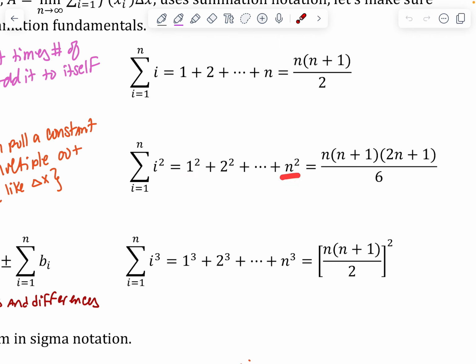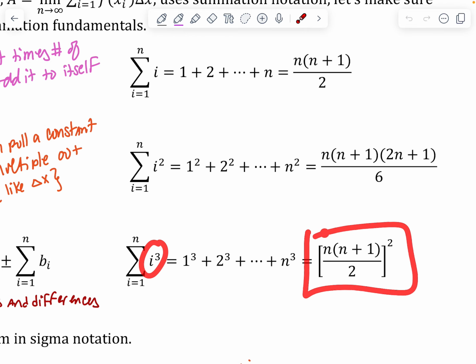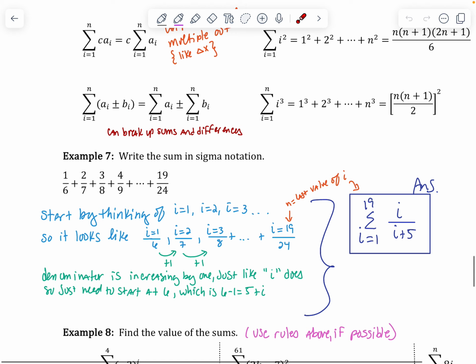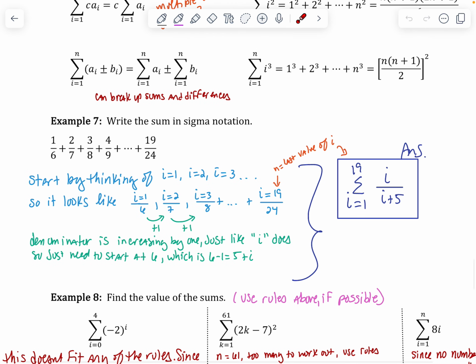If you ever have the integer squared, 1 squared, 2 squared, all the way up to whatever n is squared, it's always going to follow this format for the total. And if it's cubed, it's going to follow this format. So here's where those come into play.